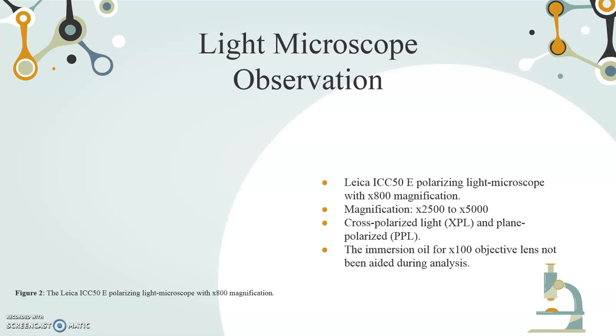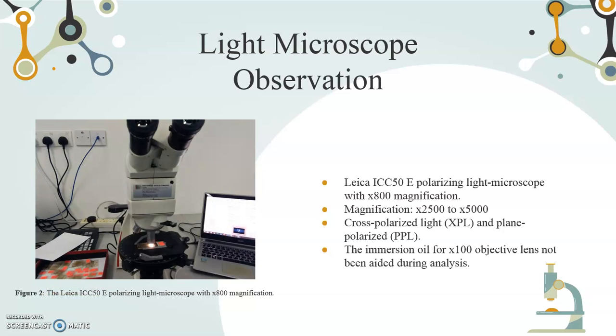So the light microscope observation used a Leica DM 4500P polarizing light microscope with 1000 magnification, and the magnification used is between 2500 to 5000, and both cross-polarized and plane-polarized light are used to get the composition, structure, preservation, and size of the coccoliths. The immersion oil for the 100 objective lens was added during the analysis.